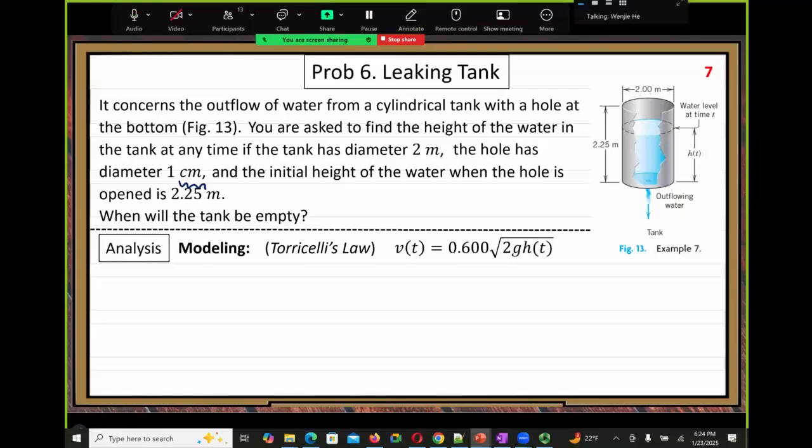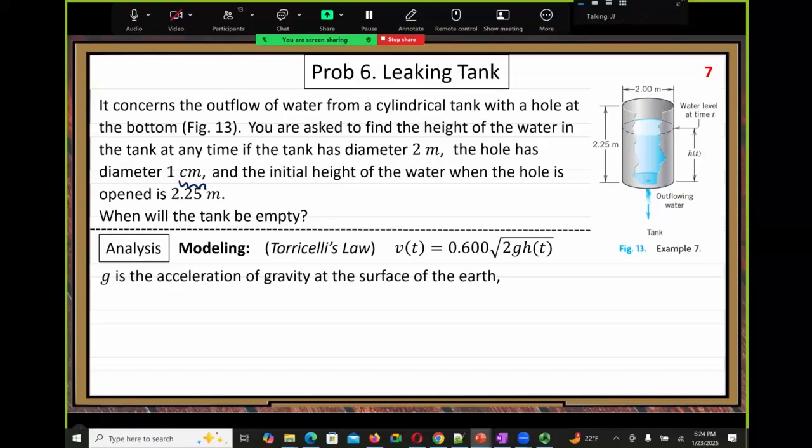It equals 0.6 times the square root of 2g, where g is the gravity constant, given, and a height function h of t. That's Torricelli's law. So we start with this formula.